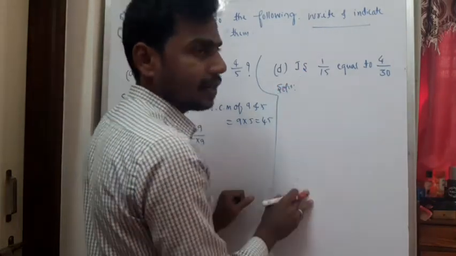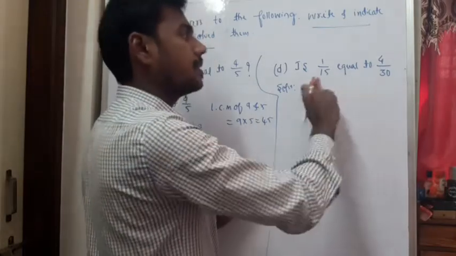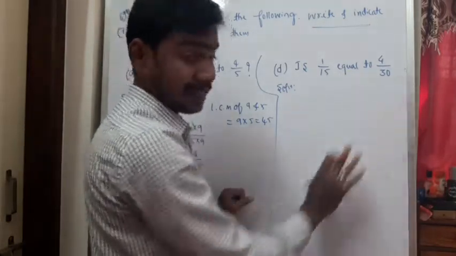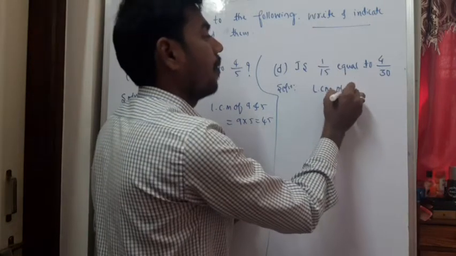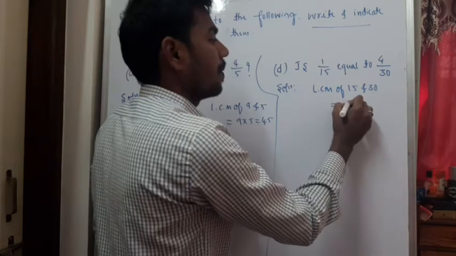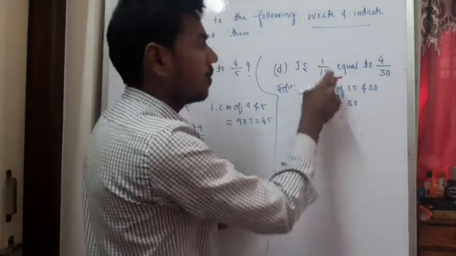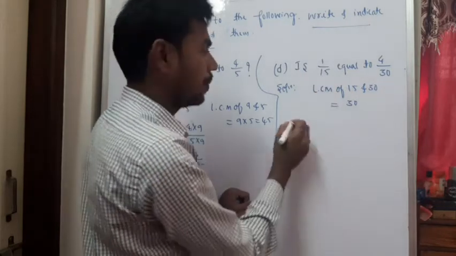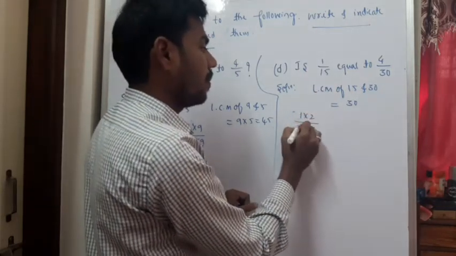Okay. Next, is 1 by 15 equal to 4 by 30? So 15 and 30, since 15 is a factor of 30 or 30 is a multiple of 15, 30 is the LCM. So LCM of 15 and 30 is equal to 30. So 15 2s are 30. Multiply numerator and denominator by 2. 1 into 2 divided by 15 into 2.